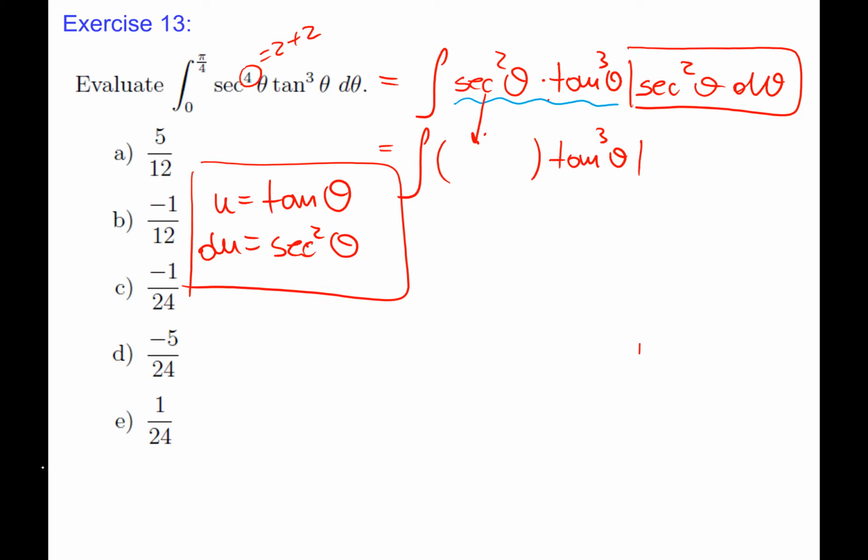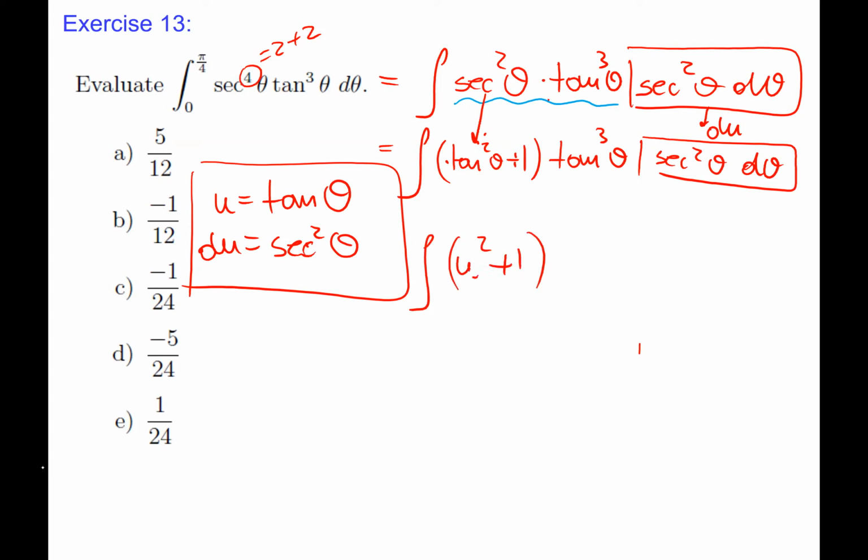And who can tell me what will be in the parentheses? I will rewrite this for us. This is du. In the parentheses, I have to put tangent square theta plus 1. Thank you. Okay, now we're ready. U squared plus 1 and times u cubed. And this is du. U to the power of 5, u to the power of 3.